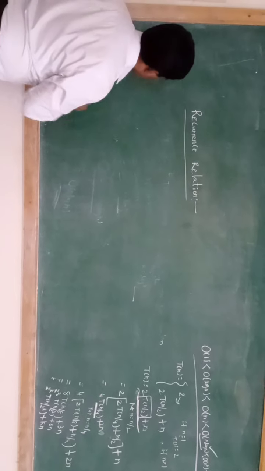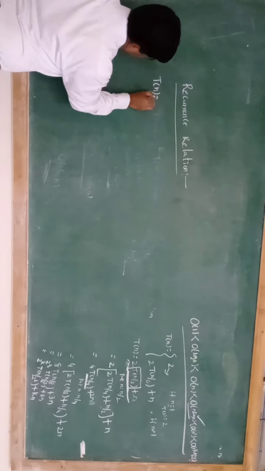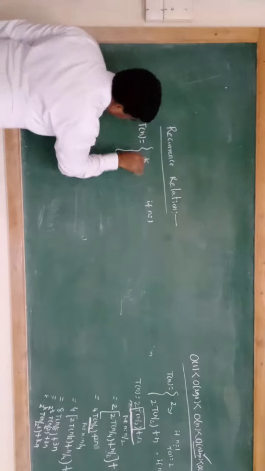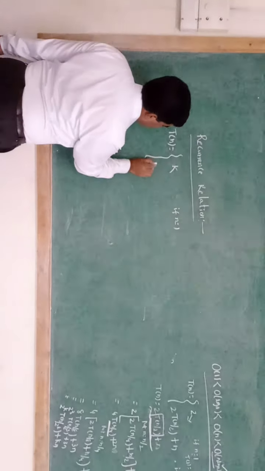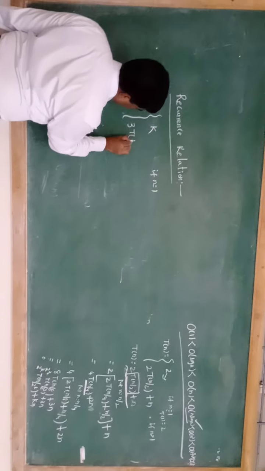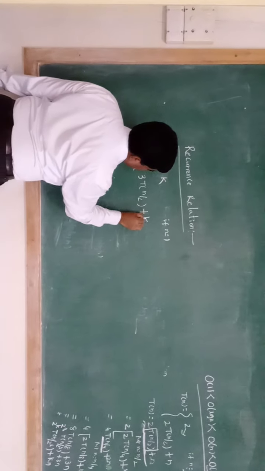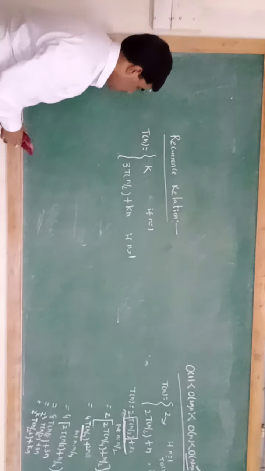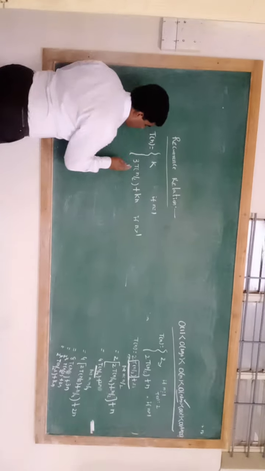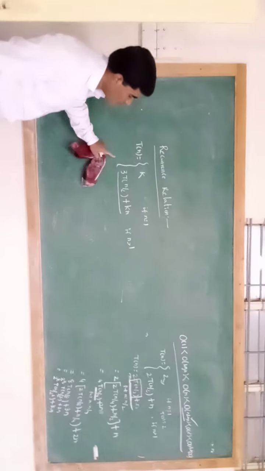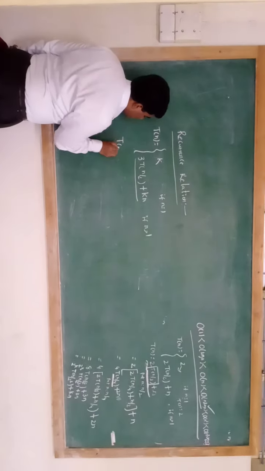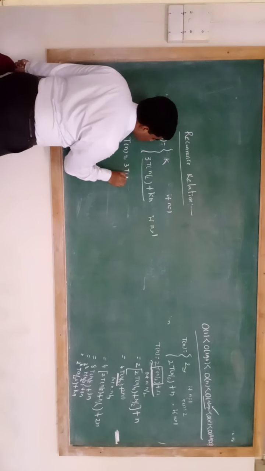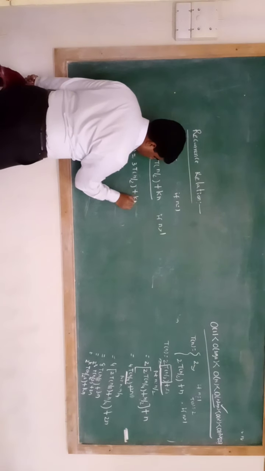Suppose T(n) equals k if n equals 1, and 3T(n/2) + kn if n is greater than 1. So we have to solve this problem. If we have more than one element, then T(n) equals 3T(n/2) + kn.